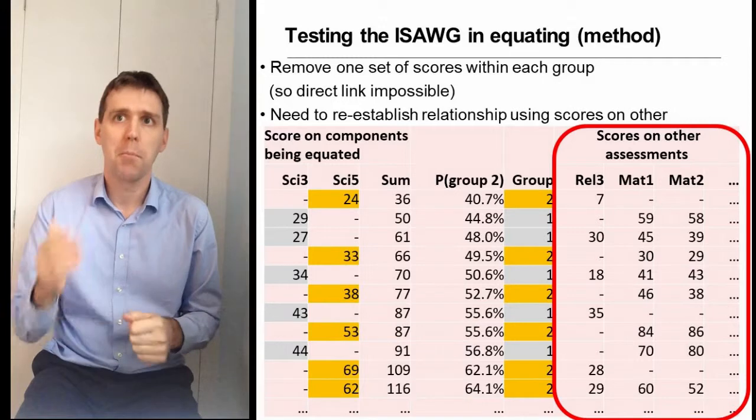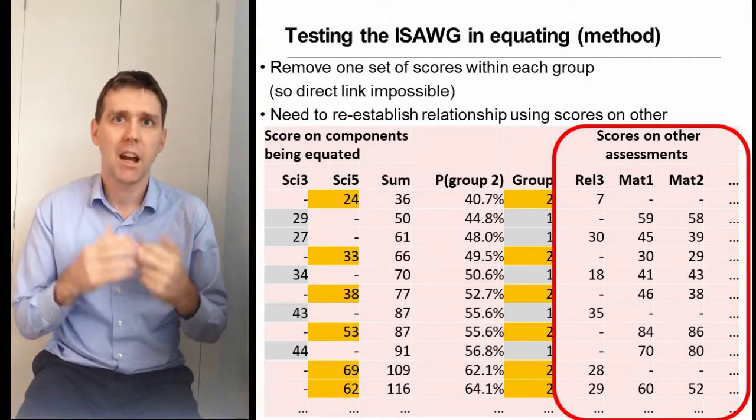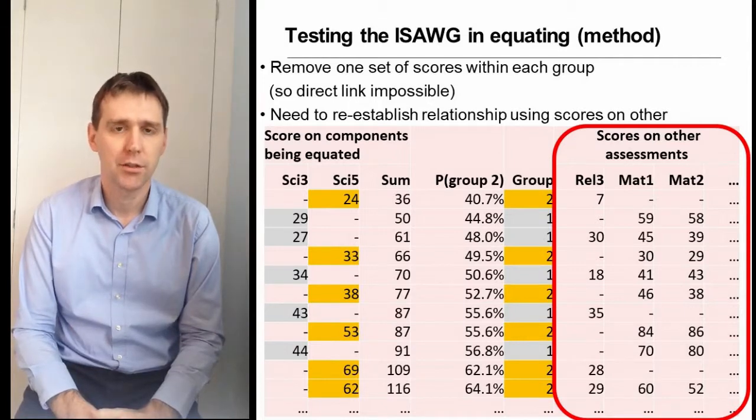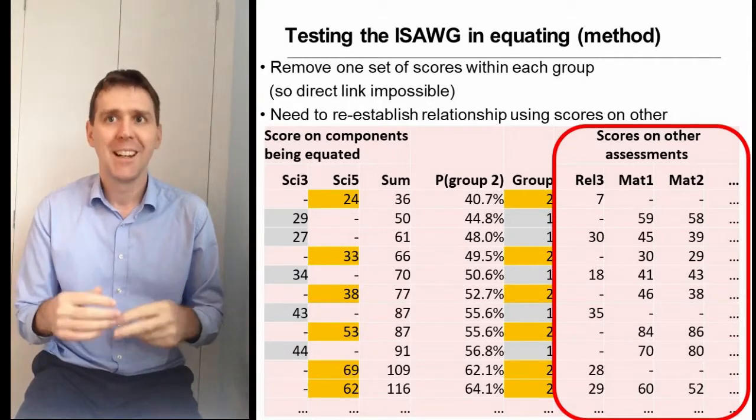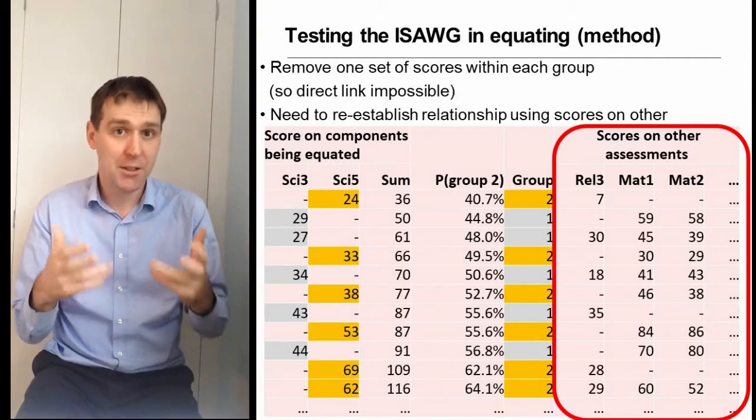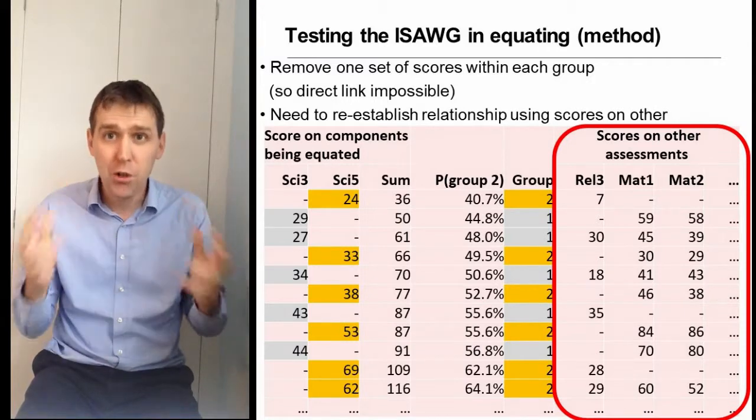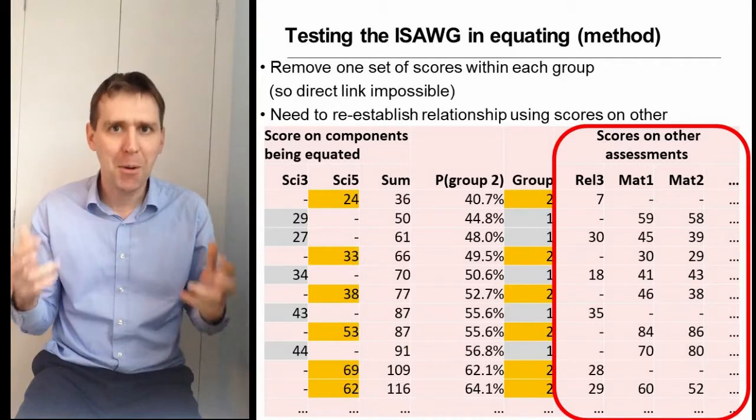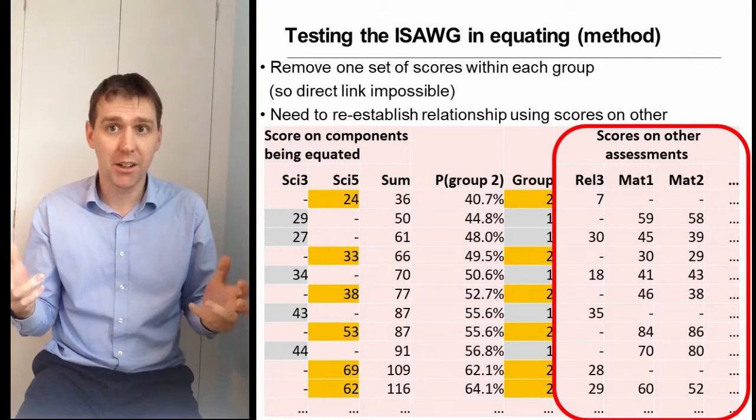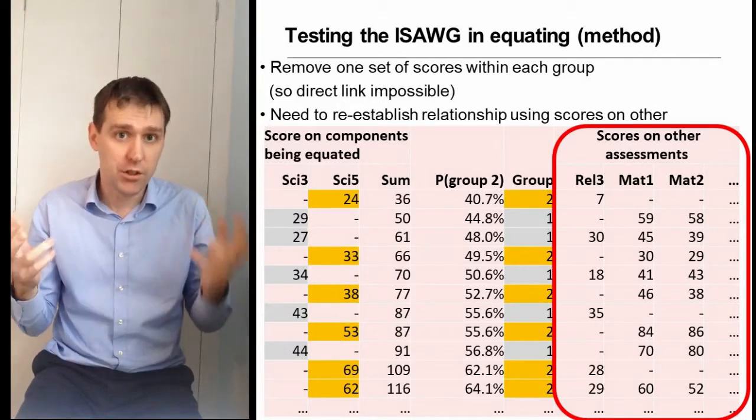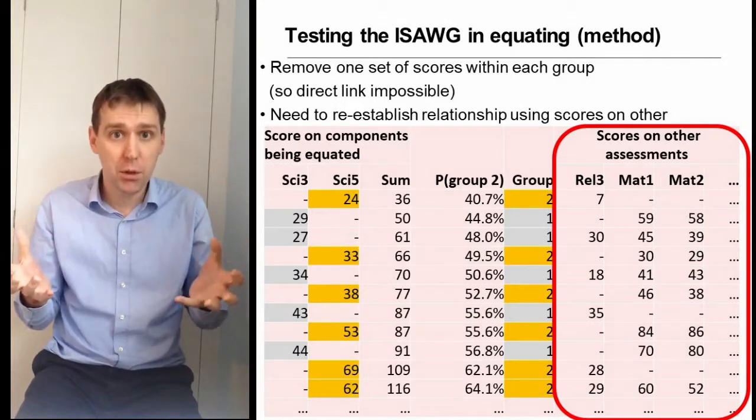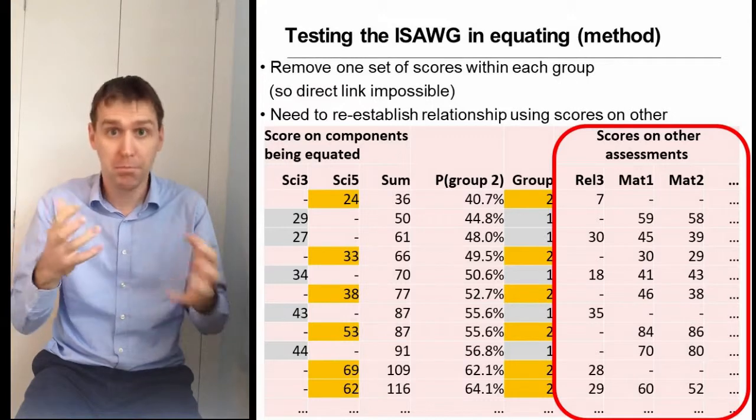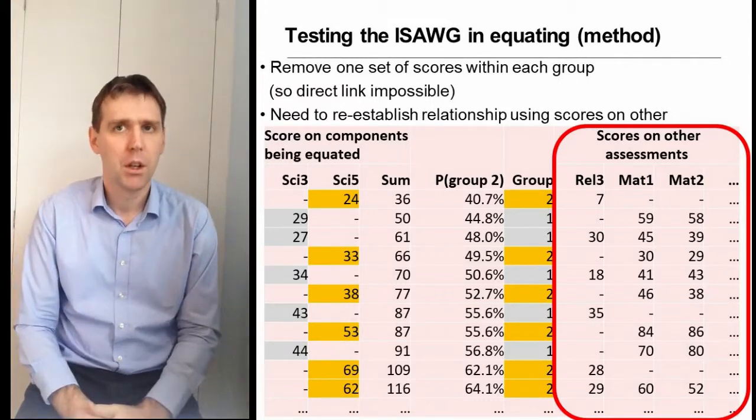Next, I imagine that people in group 1 haven't done one of the tests, so I delete their scores on Science 5. For group 2, I delete their scores on Science 3. I've now got two different groups who've done two different tests. How am I going to tell how much harder Science 5 is than Science 3? I can't just compare distributions of scores because it's different sets of pupils and one group's cleverer than the other.